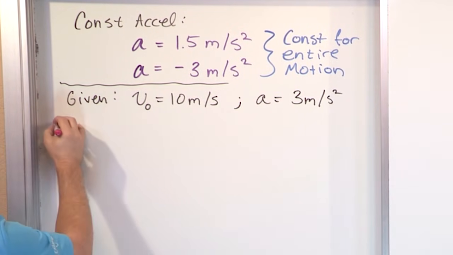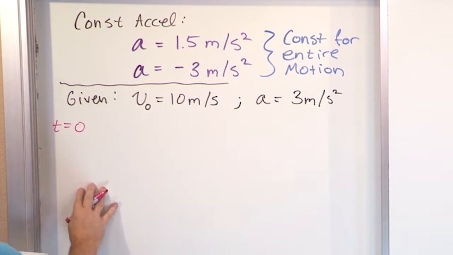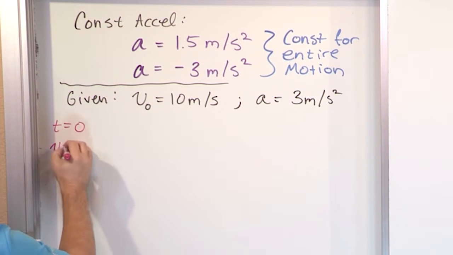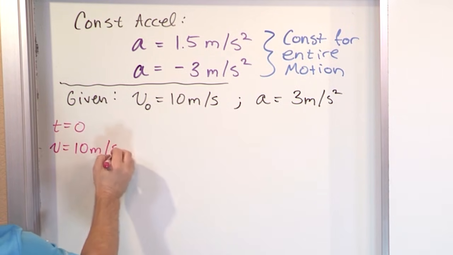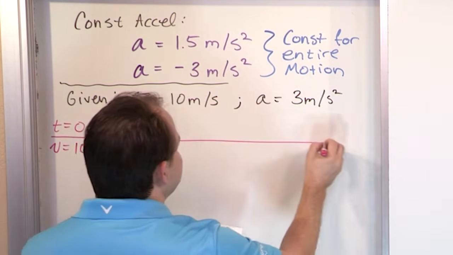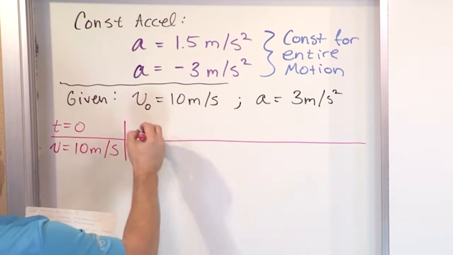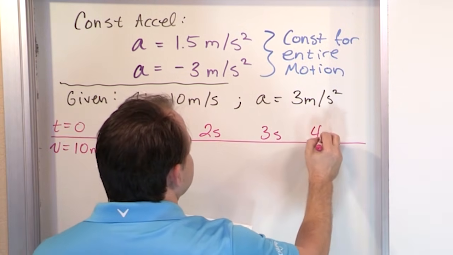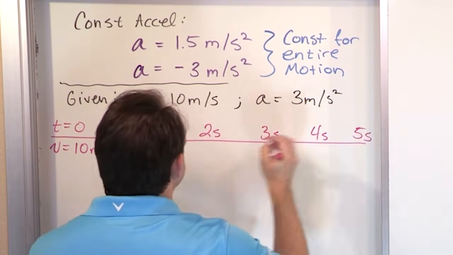All right, so at t equals 0, what do we know? At t equals 0, the velocity was 10 meters per second. So let's go into the future and take a look at what's going on. We'll look at 1 second, 2 seconds, 3 seconds, 4 seconds, and 5 seconds.